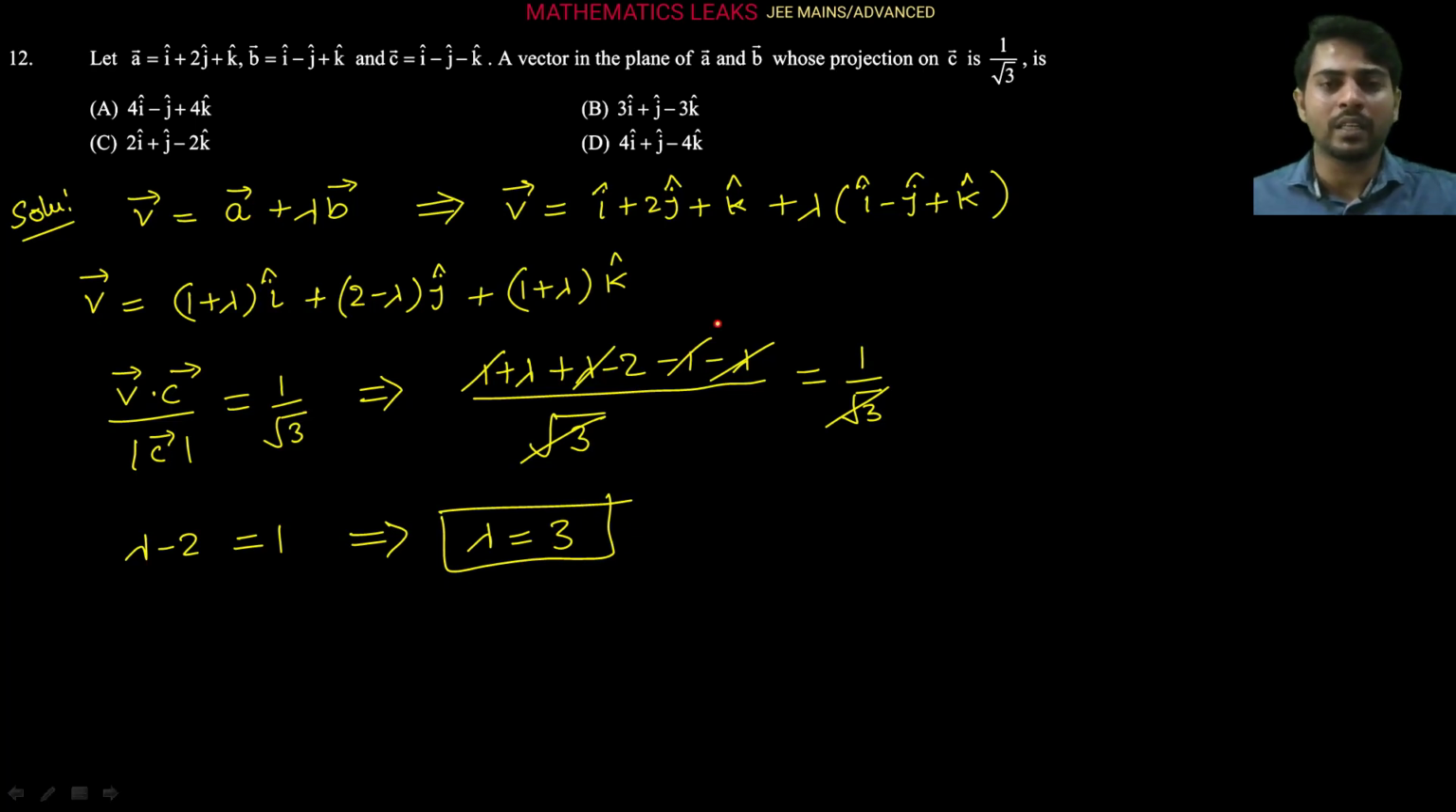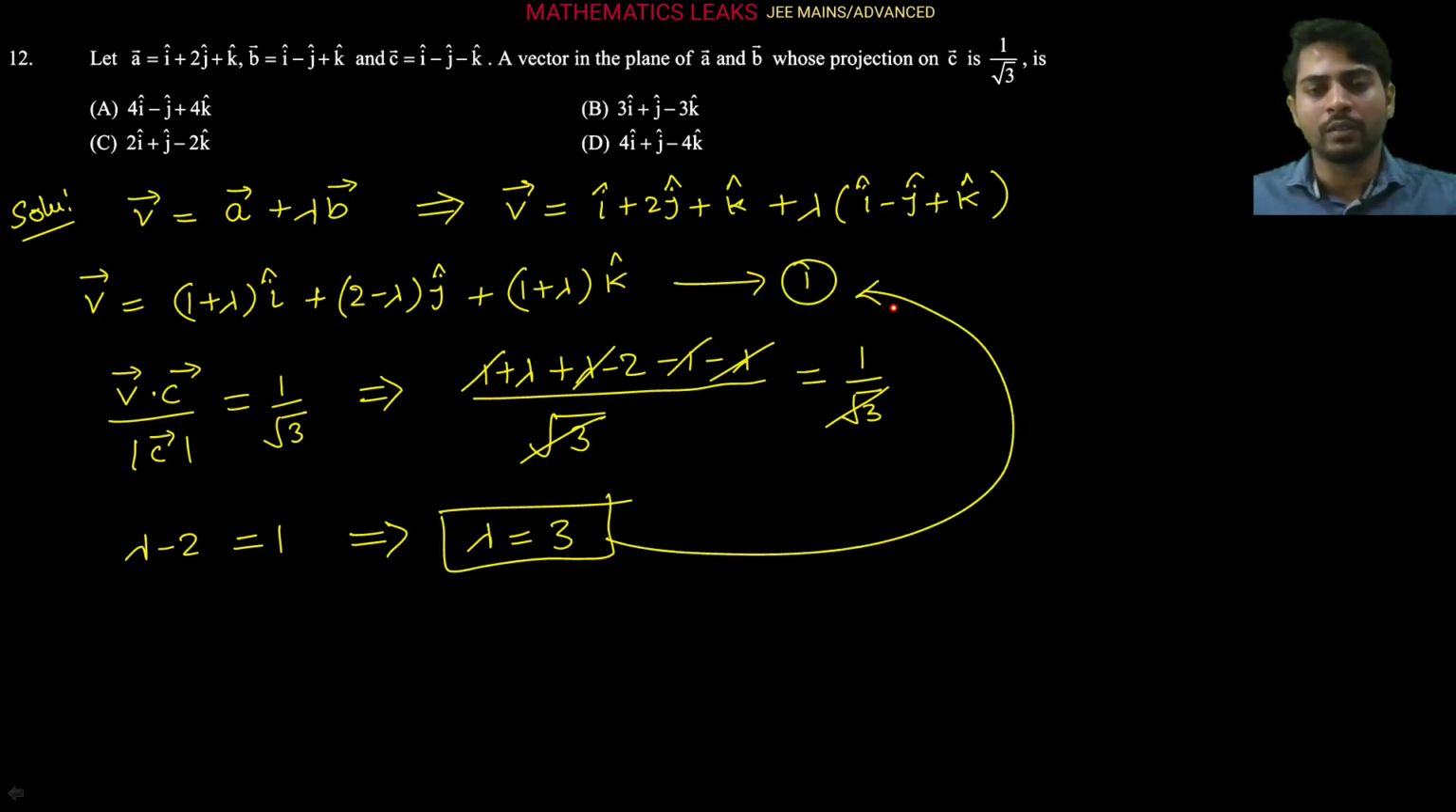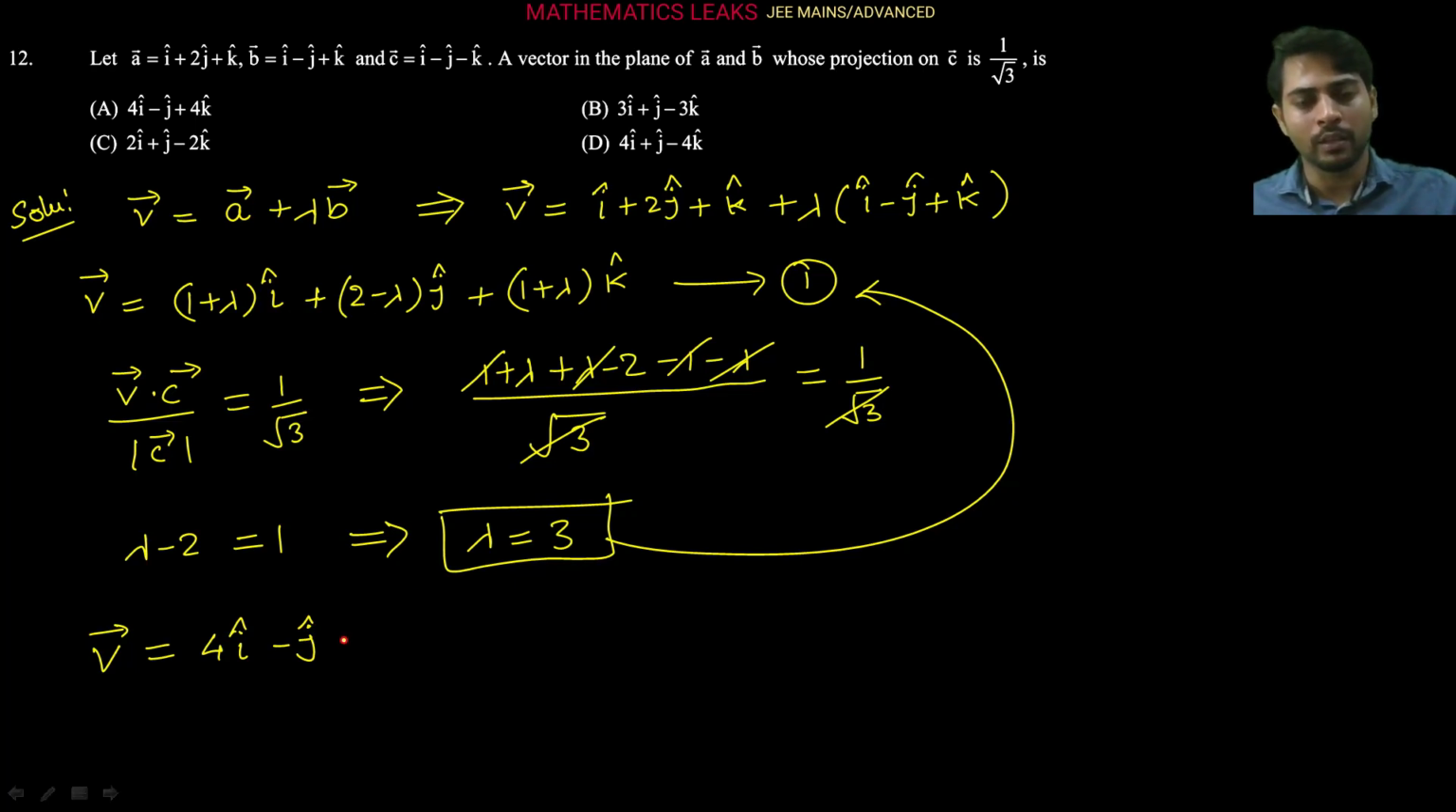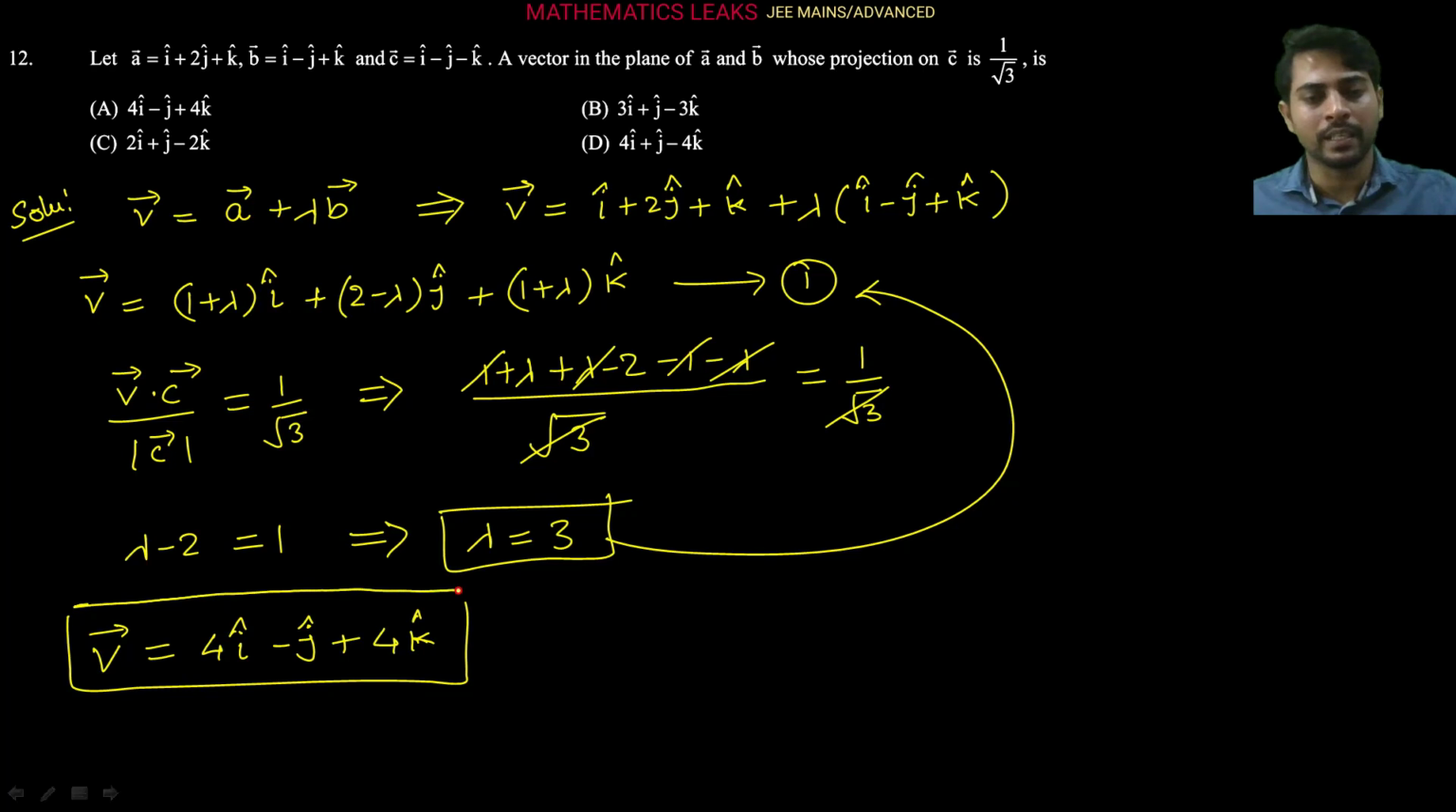They are asking what the vector is, so we can put this lambda value in equation number 1. Our required vector v in the plane of a and b will be, on putting lambda 3, 3 plus 1 is 4 I cap, 2 minus 3 is minus 1 j cap, and similarly 3 plus 1 is 4 k cap. So that is our required vector. Which option is correct? We can match here. So the first option is correct.